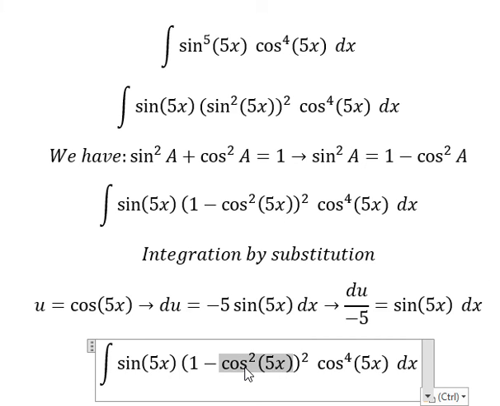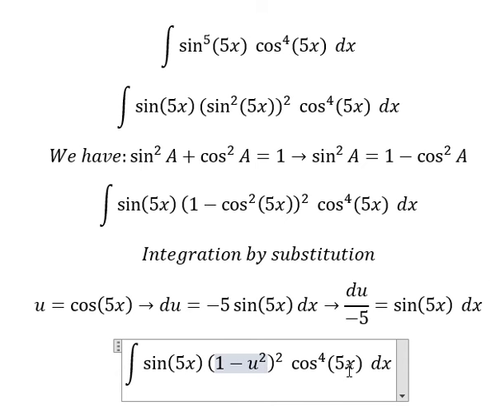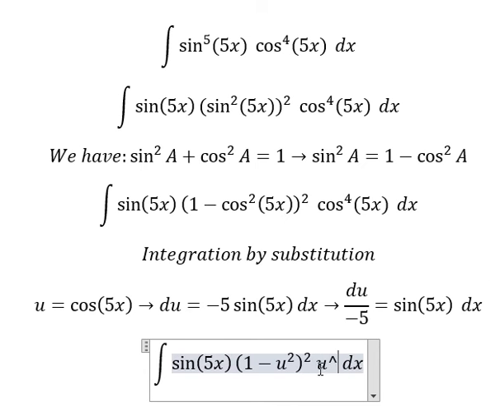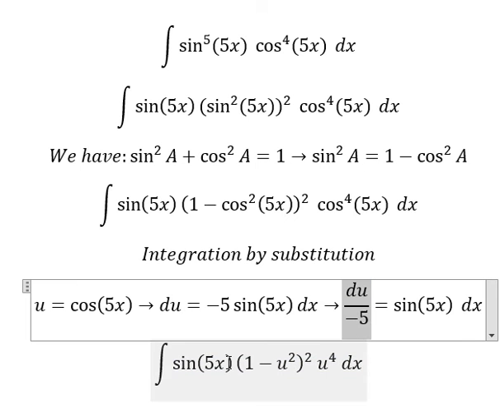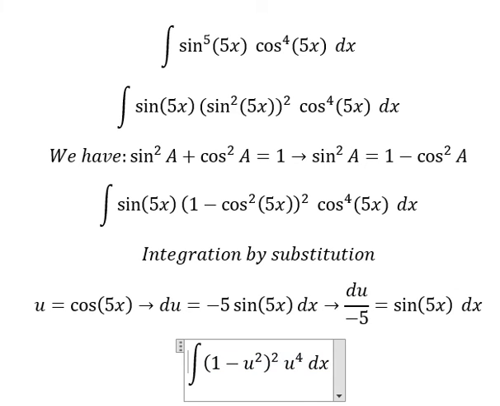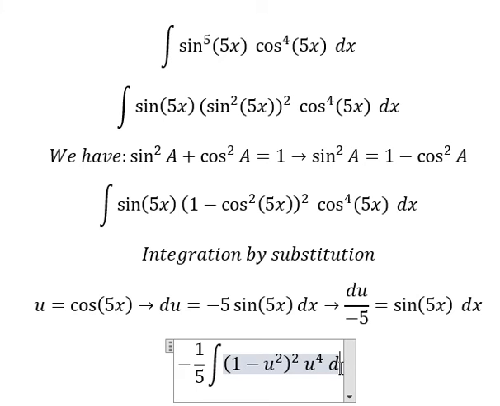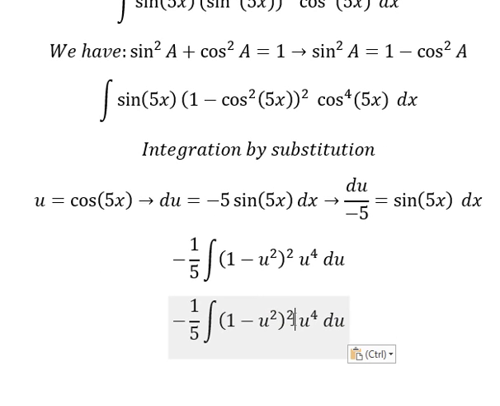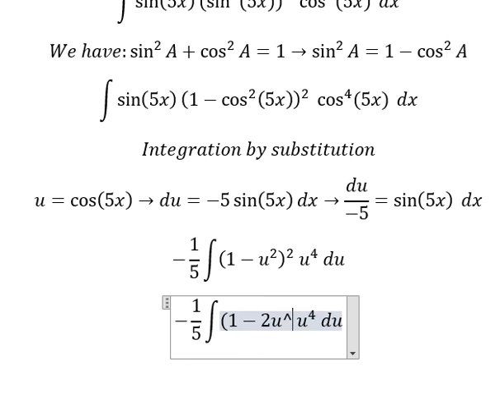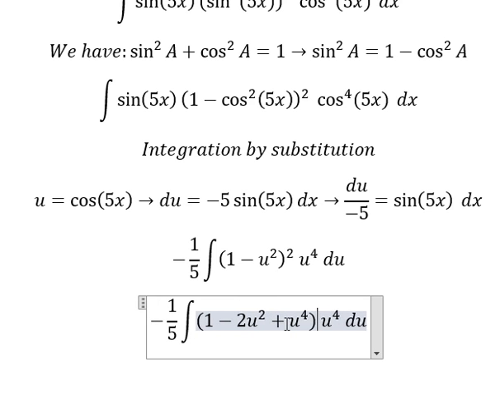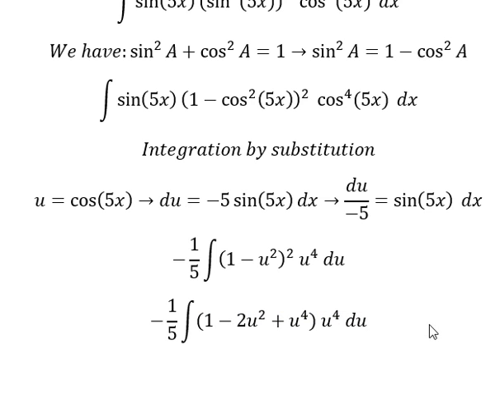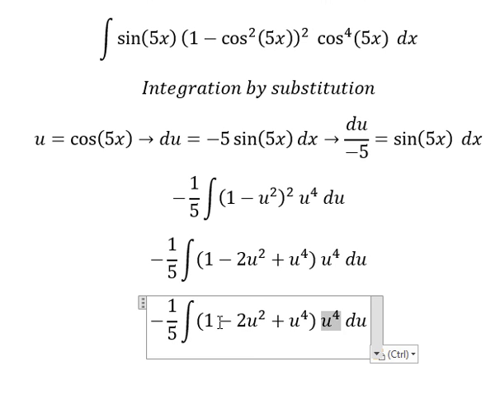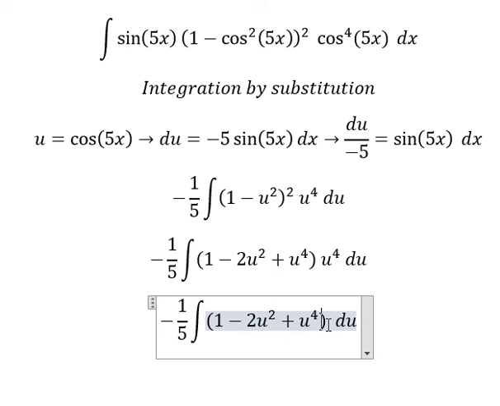This one we change for u. Sine 5x dx we change for this one. Next, we need to expand this one. So u to the power of 4 multiplied by 1, 2, and 4. So we have it like this.